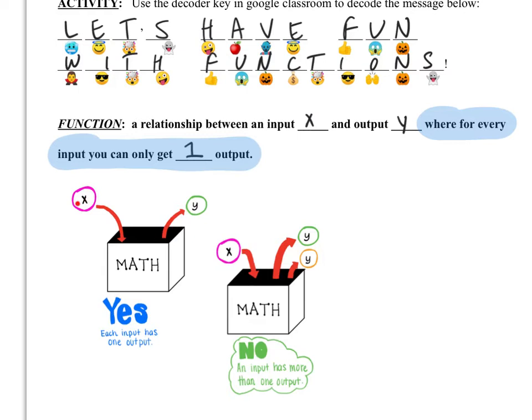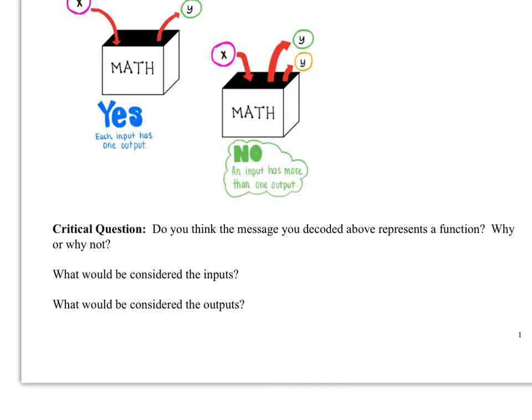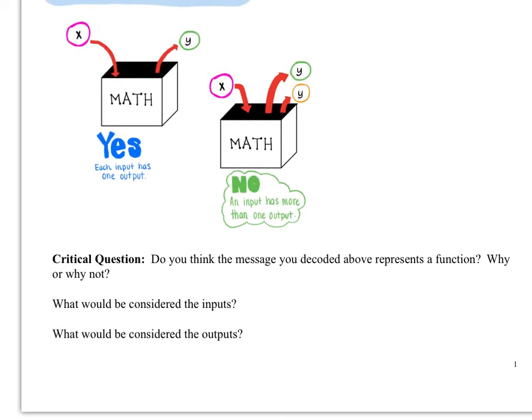If I were to take my input x, put it into my box here, and do some math to it, as long as only one number comes out, then this would be an example of a function. If I were to take an input x and put it into the box and do some math to it, and two possibilities or more came out, that would be an example of something that is not a function. We can look at some real-life examples to help apply some context and see if this makes sense.